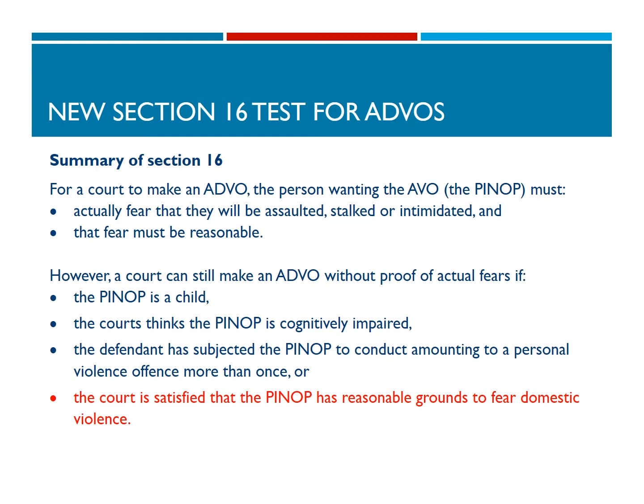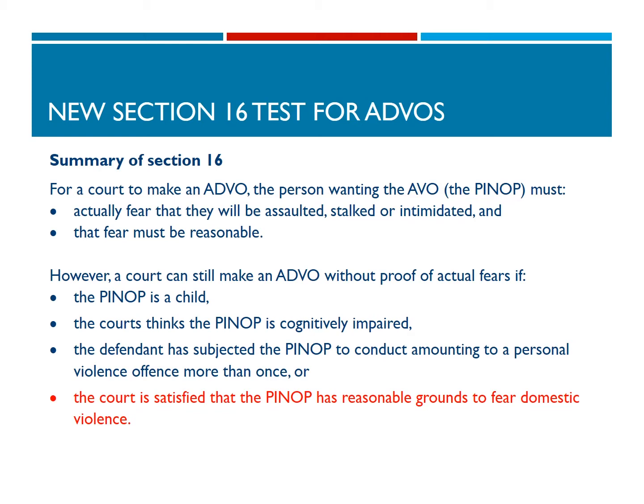The most important change concerns the test for the granting of ADVOs in Section 16 of the Act. Before this year, the test had two limbs. It required proof that the victim or person in need of protection, and I'll use the acronym PINOP from now on, had reasonable grounds to fear and in fact feared domestic violence. This meant that the PINOP had to give sworn evidence in court that she feared the defendant would assault, intimidate or stalk her. This second subjective limb of the test was removed for certain categories of particularly vulnerable PINOPs.